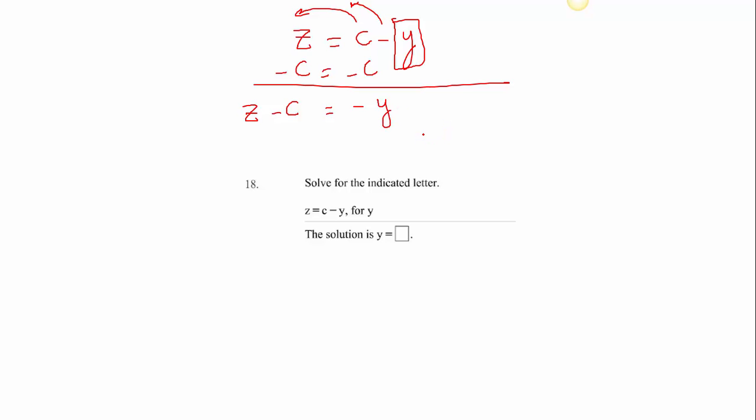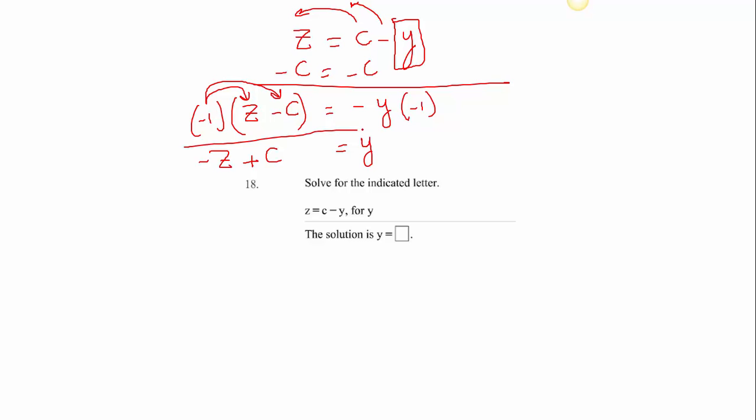Now we don't want negative y, we want y. So let's multiply both sides by negative 1. So negative times negative on the right side becomes y. On the left side, negative 1 times z is negative z. Negative 1 times negative c, negative times negative is positive c. Final answer. So y equals negative z plus c.